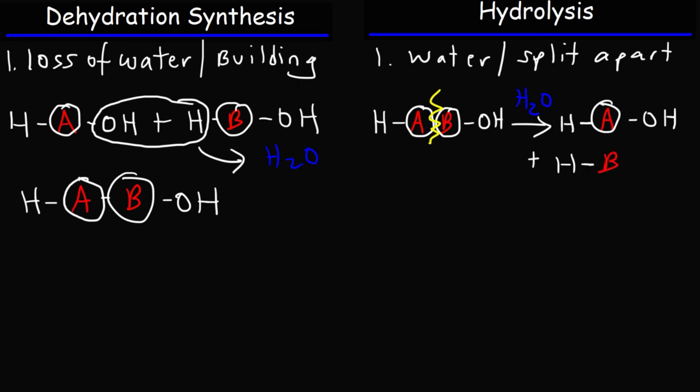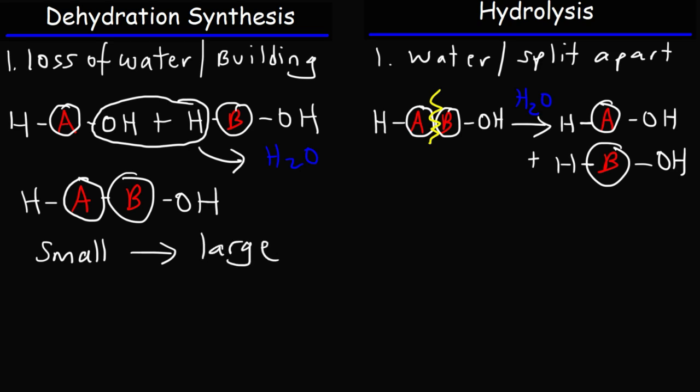So hydrolysis and dehydration synthesis, these two reactions are reverses of each other. They're the exact opposite processes of each other. In a dehydration synthesis reaction, you're taking small molecules and you're building them together to form a large molecule. In hydrolysis, you're taking a large molecule and you're using water to break it down into smaller molecules.